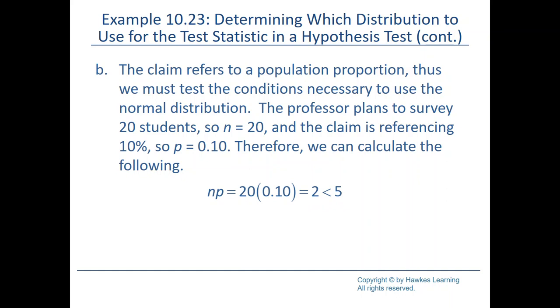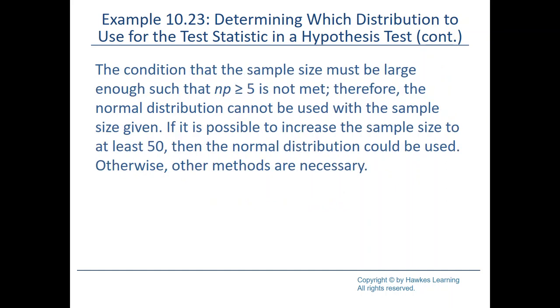Okay, now this is very important to note, because the condition says the sample size is not large enough here. It has to be greater than or equal to 5. So in our case, a normal distribution cannot be used. Now, if it is possible to increase the sample size, then we would be able to run the hypothesis test as a normal distribution. But if not, other methods are necessary, and we're not going to learn about those other methods for the moment.